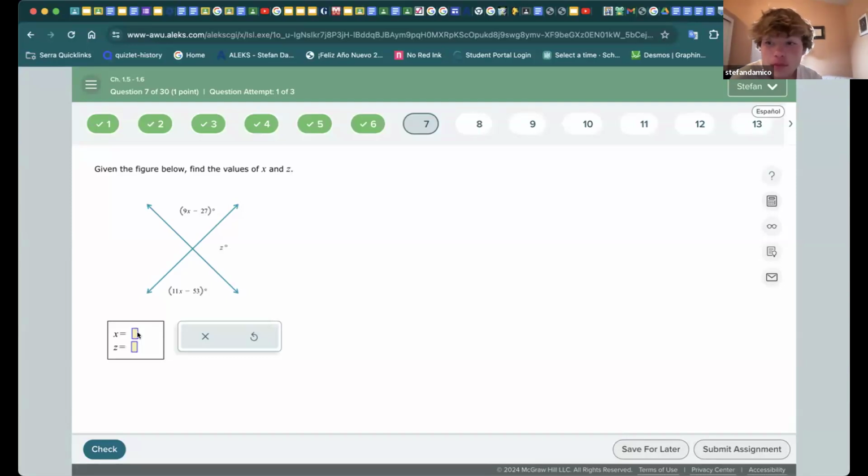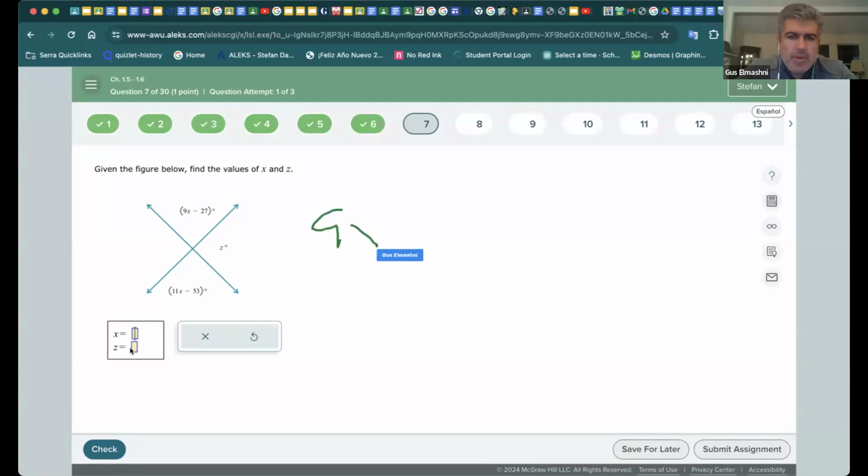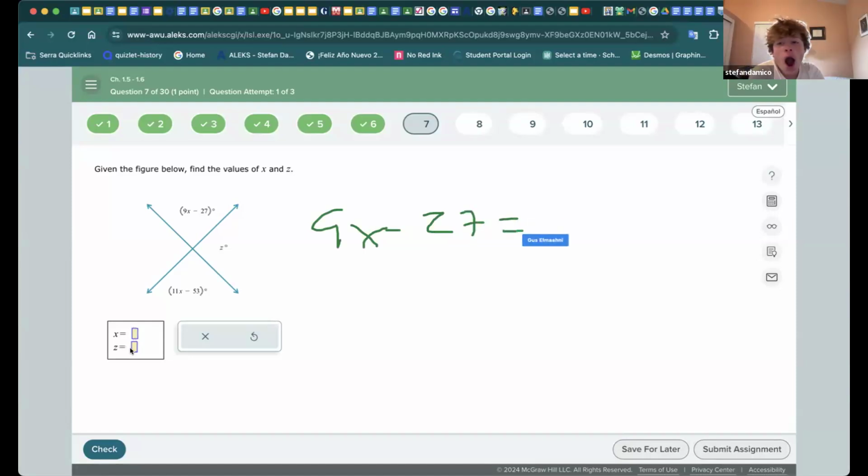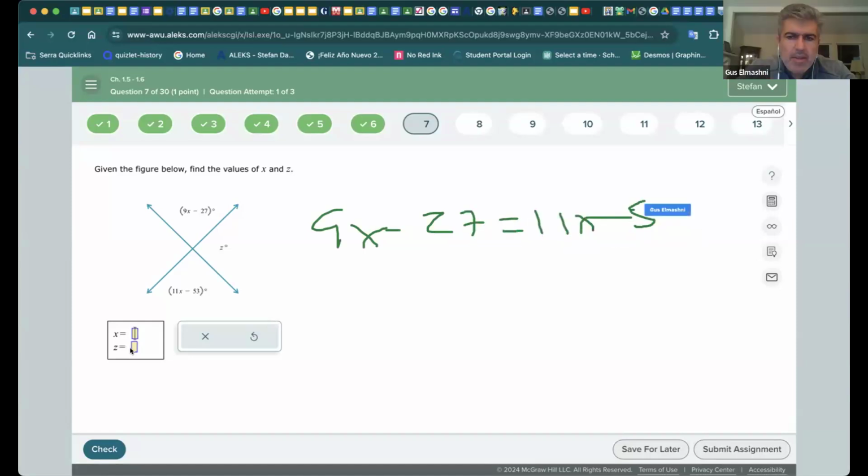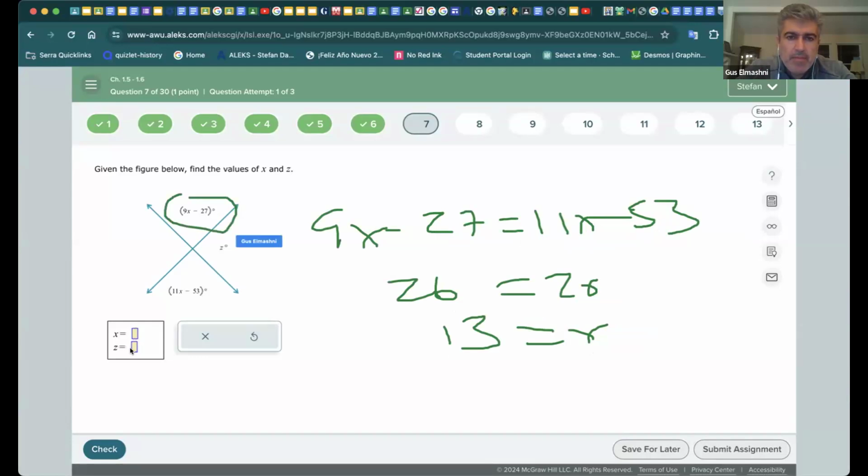Those are equal to each other. So 9x minus 27 equals 11x minus 53. So 2x equals 26. X is 13. So if x is 13, then you have to plug in here to solve for that angle. I'm going to get a calculator at this point because those numbers are a little too crazy to do in my head.